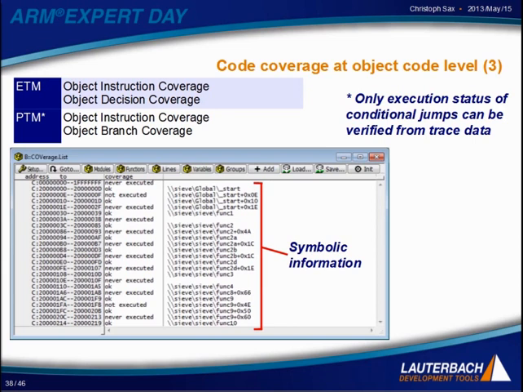This screenshot shows a summary of the code coverage results on the object code level. You have here memory regions, and this is the coverage result. And on the right side, we have some symbolic information which is connected to these memory locations or ranges.